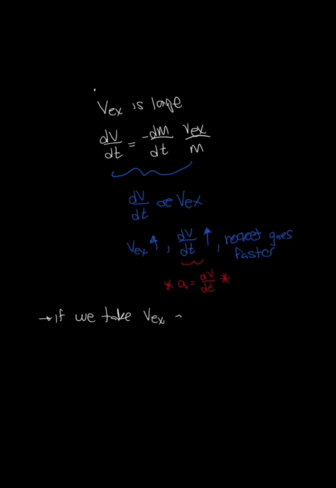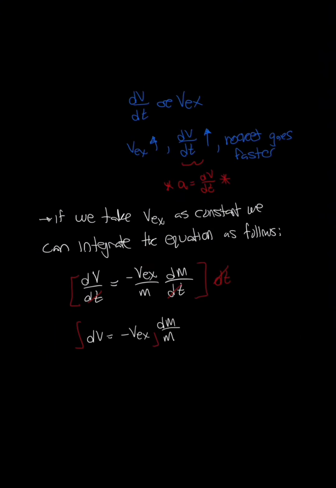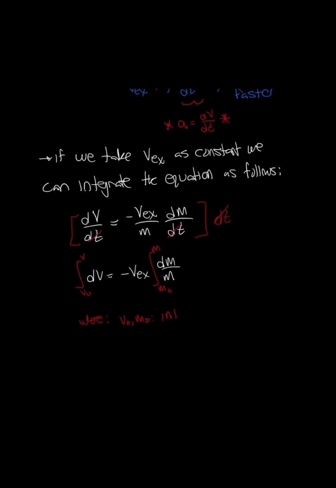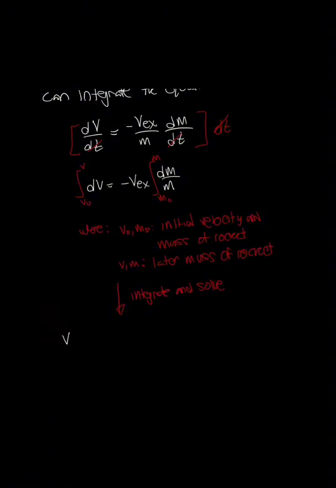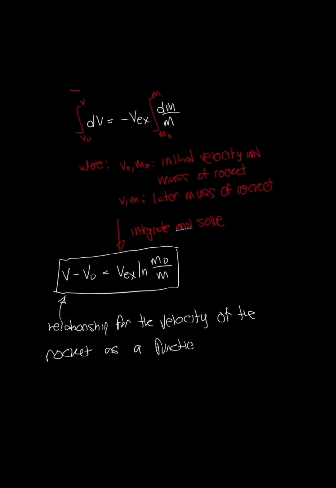And if we take the velocity expelled as constant, we can integrate the equation as follows. We can multiply both sides by dt and then take the integral of both sides, where the bounds here, v0 and m0, are the initial velocity and mass of the rocket, and then v and m are the later mass and velocity of the rocket. And so if we integrate and solve, we end up getting this relationship here. And so this is the velocity of the rocket as a function of the mass of the rocket.